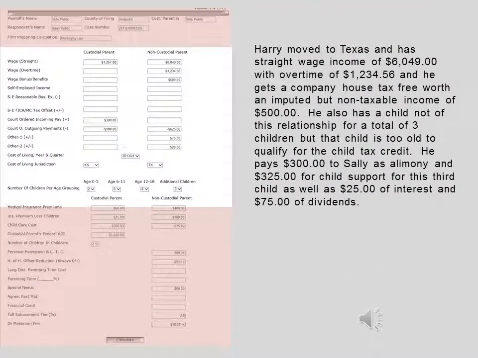Harry moved to Texas and has straight wage income of $6,049, with overtime of $1,234.56, and he gets a company house tax-free worth an inputted but non-taxable income of $500. He also has a child not of this relationship for a total of 3 children, but that child is too old to qualify for the child tax credit. He pays $300 to Sally as alimony and $325 for child support for this third child, as well as $25 of interest and $75 of dividends.